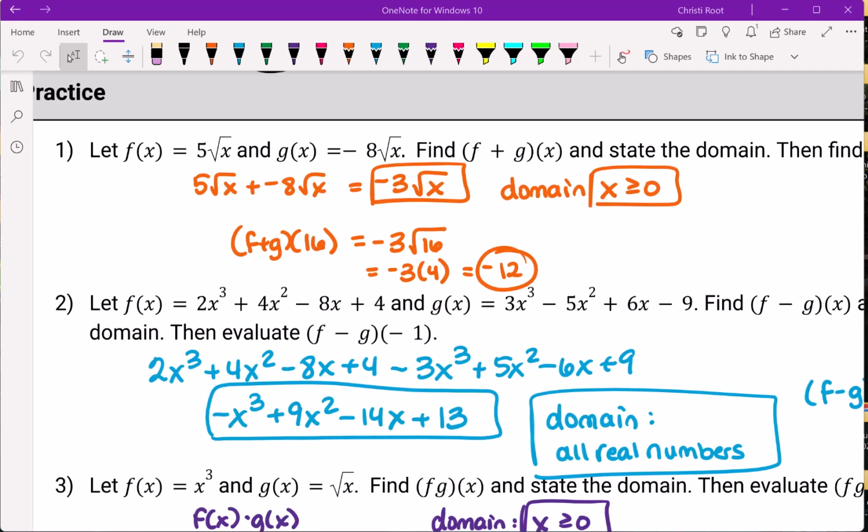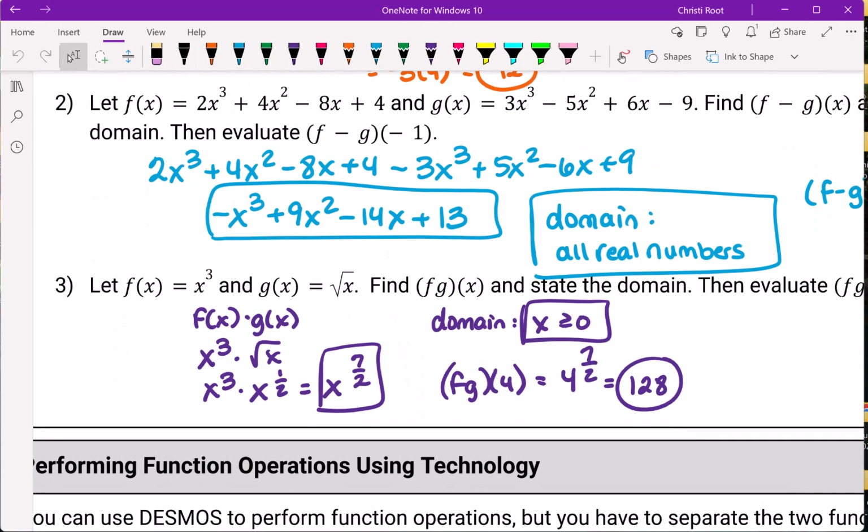Okay, so let's check number 1. If you add them together, you wind up with negative 3 square root of x. The domain of both of those is x greater than or equal to 0. And if you plug in 16, you wind up with negative 12. Number 2 is a little bit longer because you have to subtract everything in this function. So what that means is that you're going to have to rewrite it, and you're going to have to subtract 3x to the third plus 5x squared minus 6x plus 9. And if you didn't do that, your final result's going to be wrong.